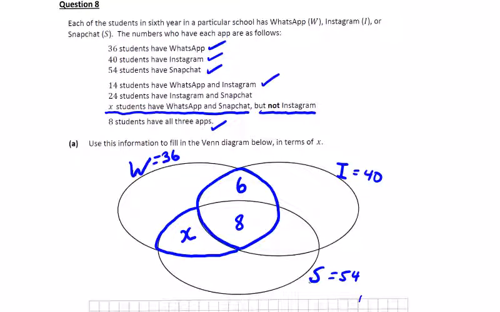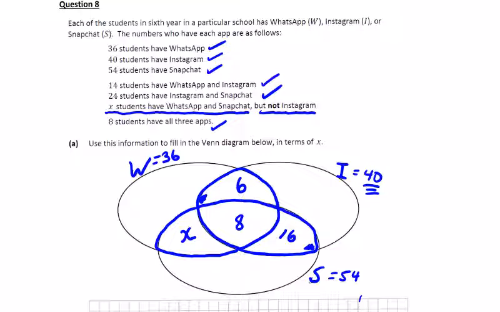And then 24 have Instagram and Snapchat. Similarly, it's the same thing over here. Instagram and Snapchat is this whole sector. So if it's 24, there's 16 missing. You can see if I put 24 into this sector and 14 over here, we'd have already more than 40 in it. So you can kind of identify your mistake in this question if that's what you've done.